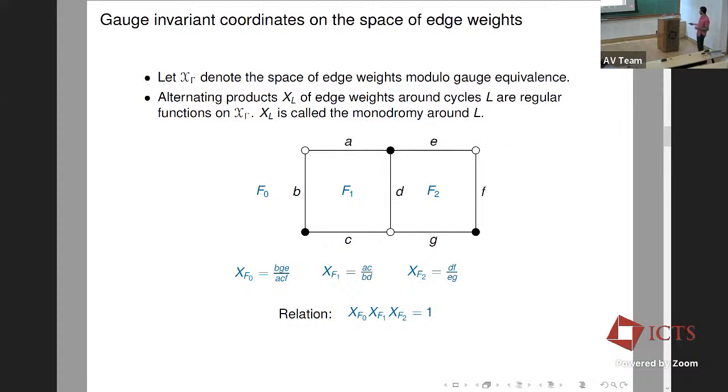So for example, here you have this relation that the product of xf0, xf1, xf2 is 1, which comes from the fact that if you take the face oriented counterclockwise like this, the face oriented counterclockwise like this, and the outer face oriented in this way, then the sum of these three is 0 in homology. And that gives you this relation in cohomology.